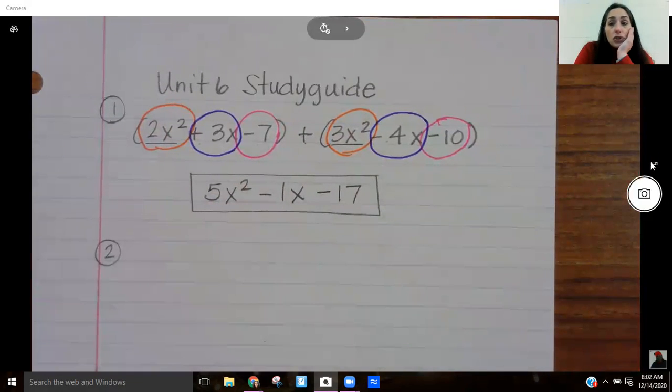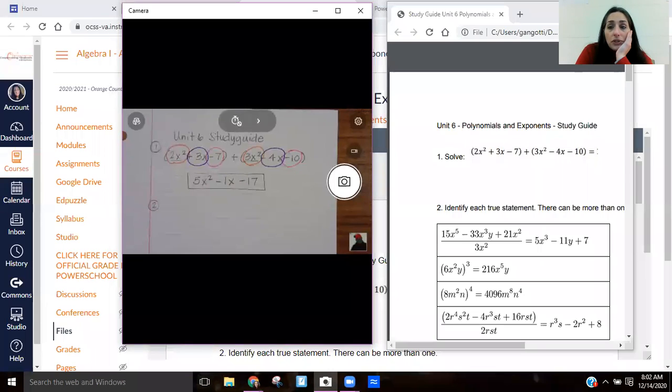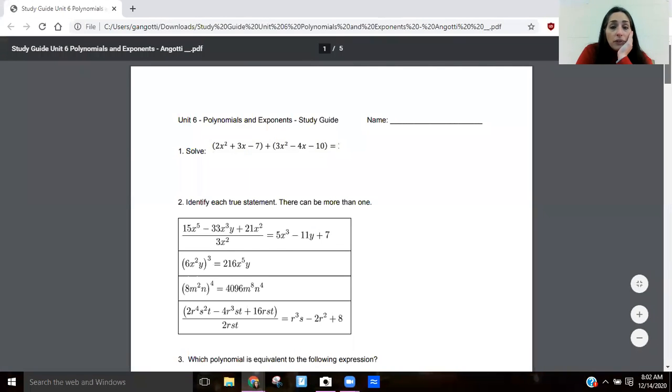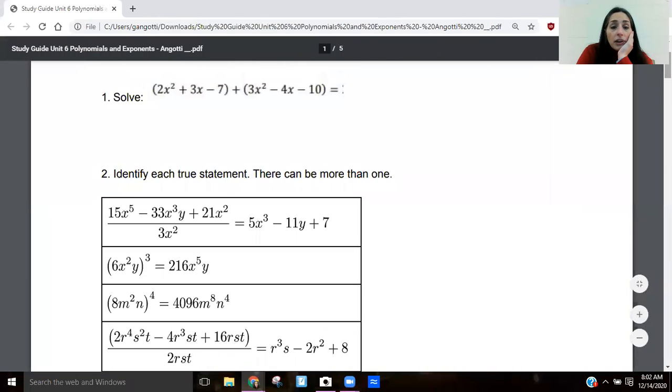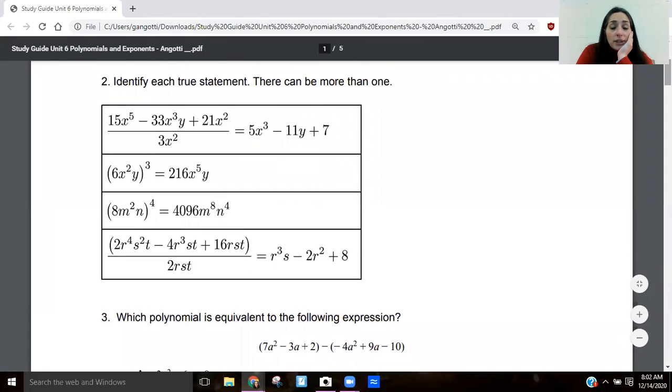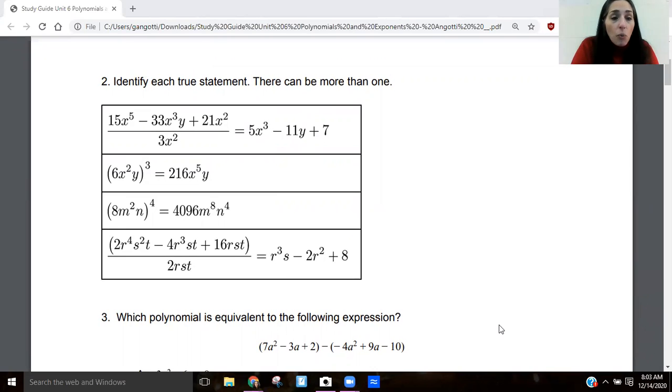For number 2, it is a little bit more involved. We have to see which ones work, which ones are true and which ones are false. You need to look at each one of these, and I will do the best that I can to stay neat with this, but it might get a little messy. So you're dividing each one of these.